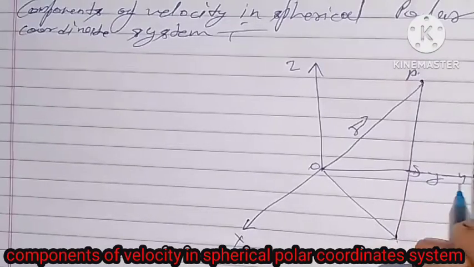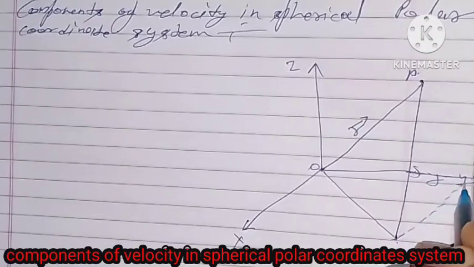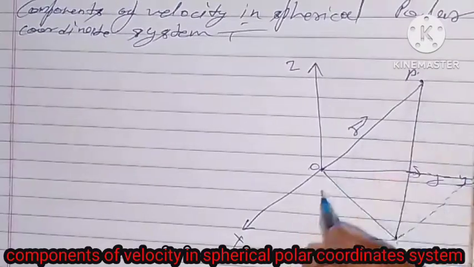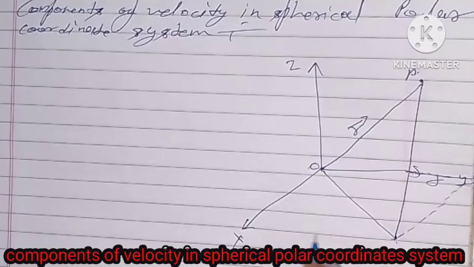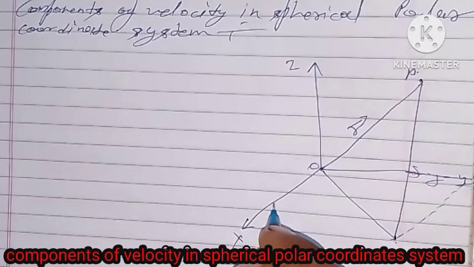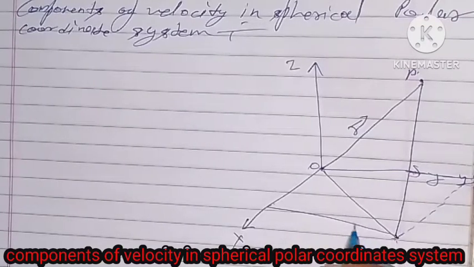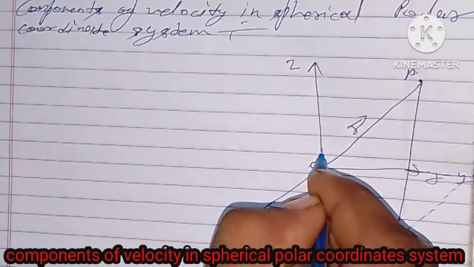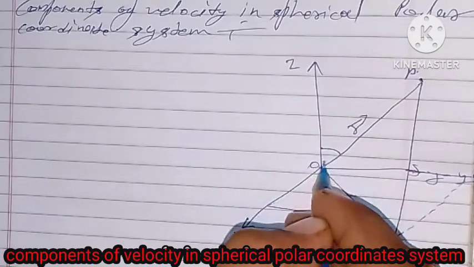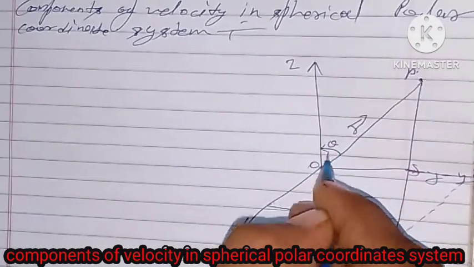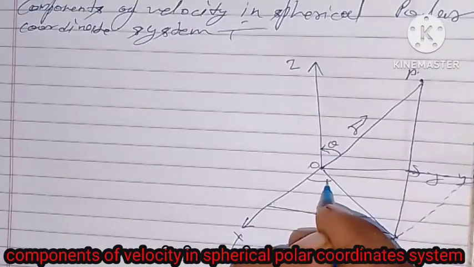This is the y-axis, and we draw a line parallel from the origin to point P, and then we draw a line to the x-axis from this mirror image. This is the angle theta, and this is the angle phi.